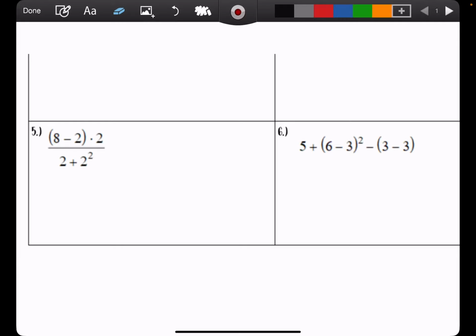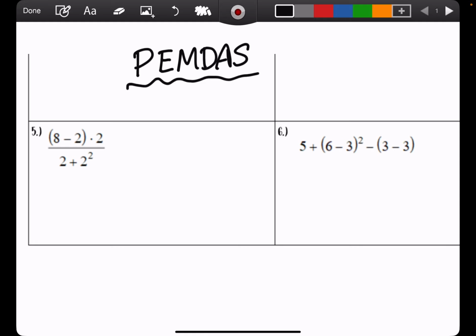So the main thing we went over in the first order of operations video was always remembering this acronym, PEMDAS. This can help you to really remember the proper order of operations and how to go about solving your expressions and equations. So we're going to start off always with PEMDAS, and let's start with example number 5 here.